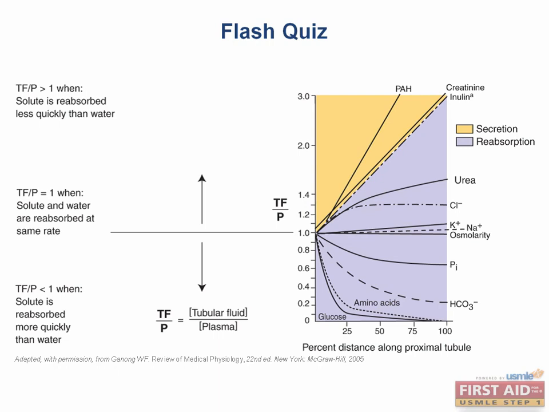This means that the sodium concentration along the length of the proximal tubule remains constant, because water will move isoosmotically with sodium. Don't get confused by thinking that a TF to P ratio higher than 1 means secretion, and a TF to P ratio lower than 1 means reabsorption. This is wrong. In order to be secreted, a substance must have a TF to P ratio that is higher than inulin. Anything with a TF to P ratio lower than inulin will be reabsorbed.